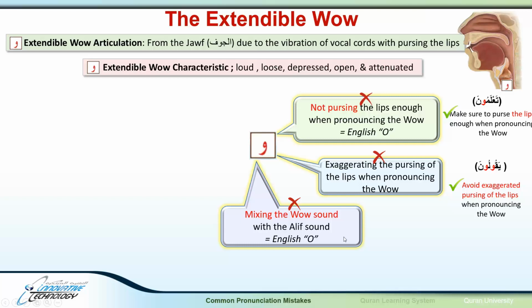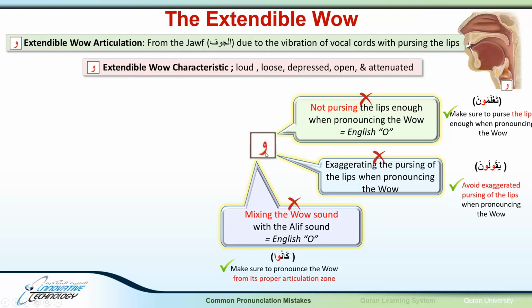So mixing the wow with an alif is basically reducing the pursing of the lips and ending up with the English O. An example of that mistake is كانوا, while we should pronounce it as كانوا, not O. And let's listen to Sheikh al-Husari here. كانوا. So make sure to pronounce the vowel properly and not alter it into an O by mixing it with an alif and reducing its pursing.